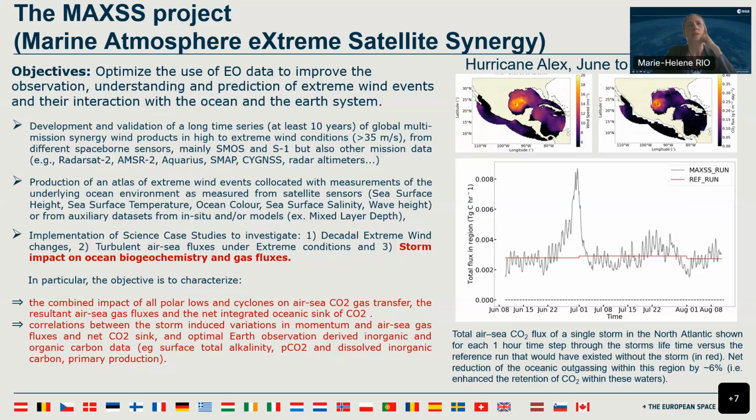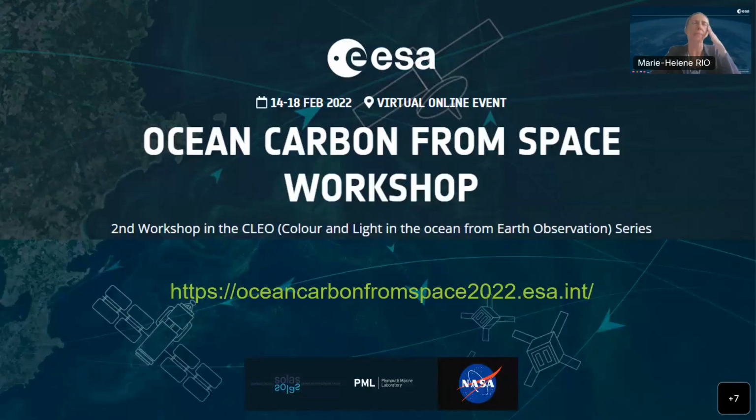And it was found in this specific case that the storm induced a net reduction of oceanic outgassing of around 6%. And so the idea now is to upscale this study from a single case to the ensemble of tropical cyclones and storms that we have in the Atlas, to have a global view over a long time period of the impact of such extreme events on air-sea CO2 fluxes.